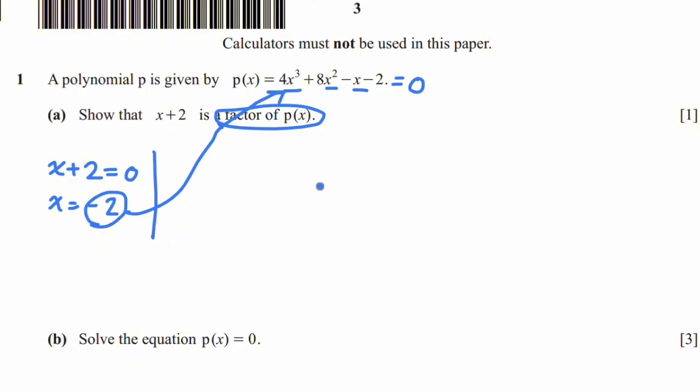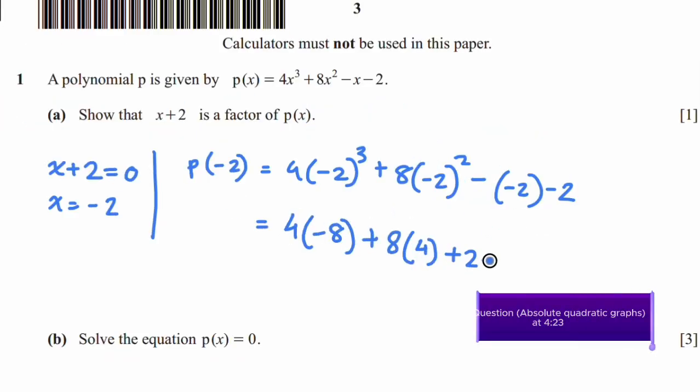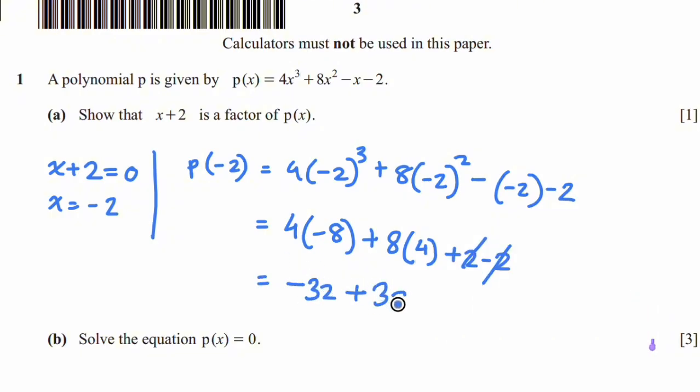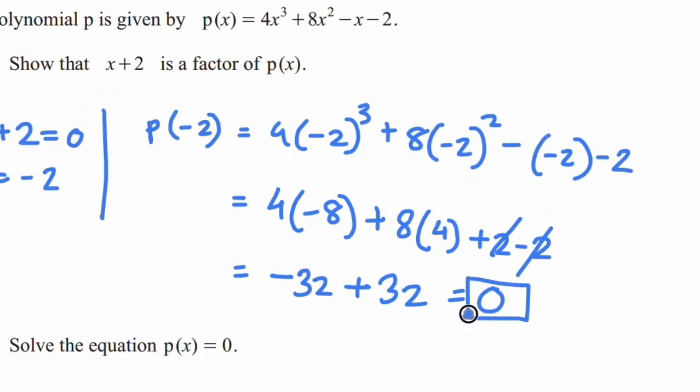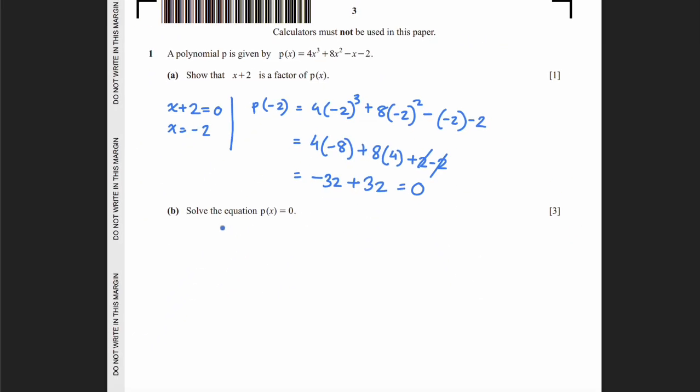So let's do it. Okay, so we have substituted x equal to minus 2 in here, here, and here. Now let's calculate it. Plus 2 and minus 2 cancel, so this is 0. And 4 times minus 8 is minus 32, and 8 times 4 is positive 32, so this gives 0. As the answer is 0, that means x plus 2 is a factor of p of x. So we can just leave this and go to the next question.